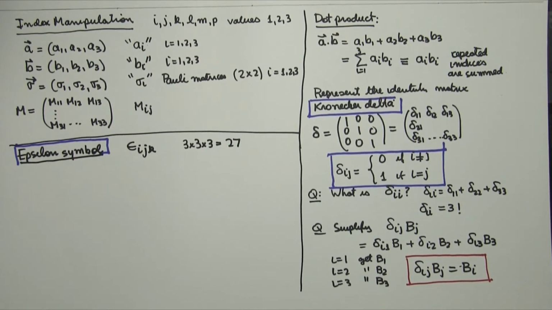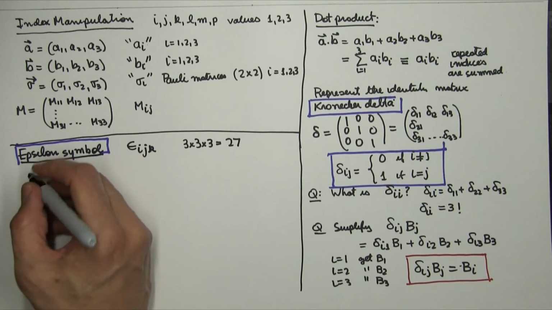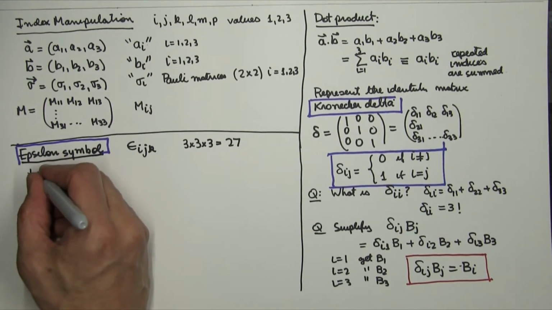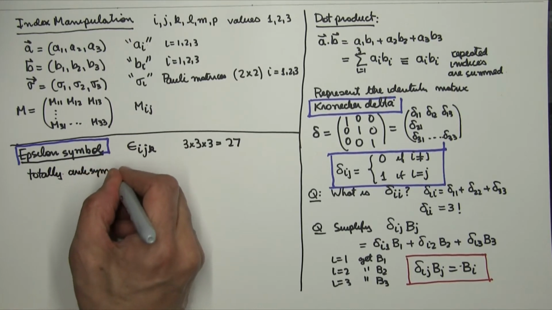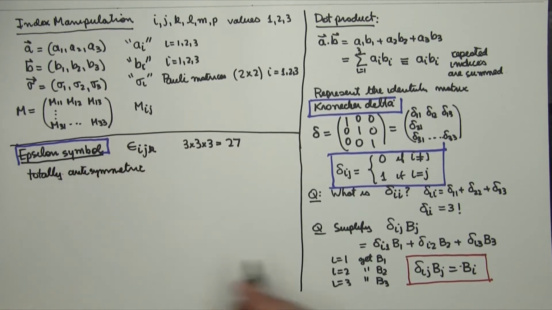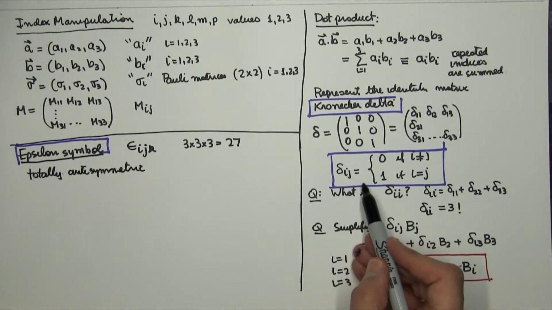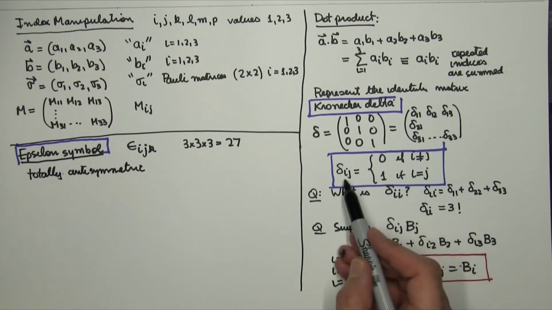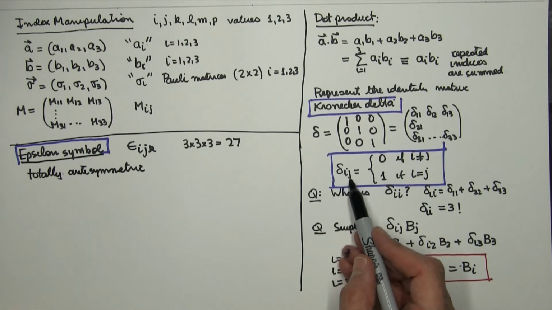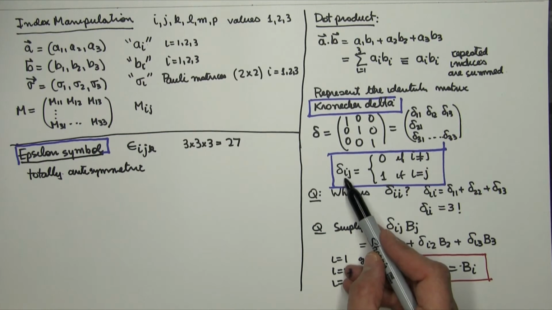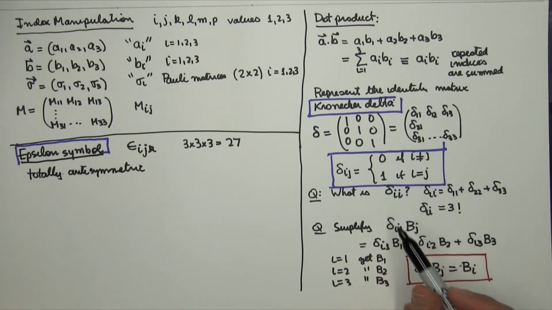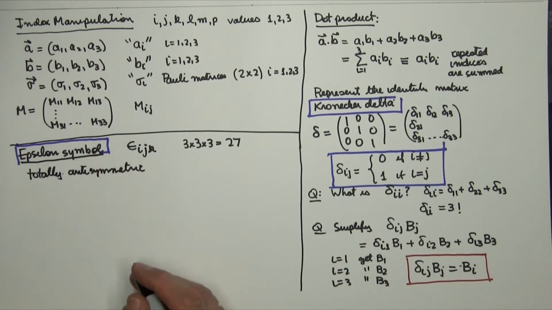But actually, the epsilon symbol, that will be pretty useful for us as well, is required to be totally antisymmetric. Notice the Kronecker delta was completely symmetric. Delta ij is the same as delta ji. You can see that from the definition. If they're different, the order won't matter. If they're the same, the order won't matter either. But this epsilon is totally antisymmetric.